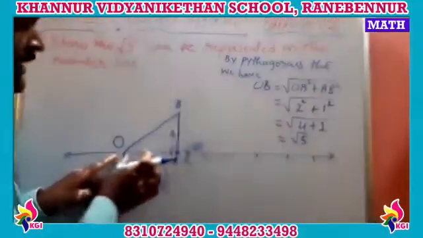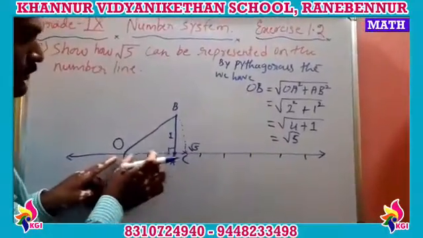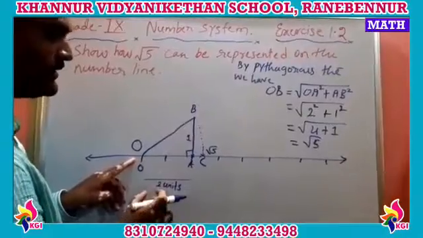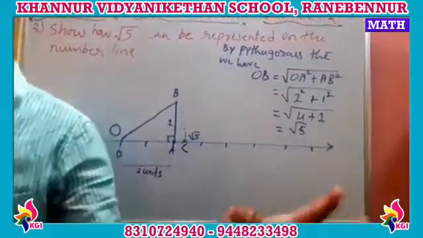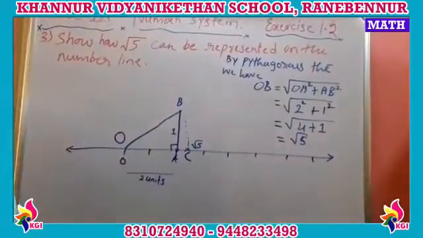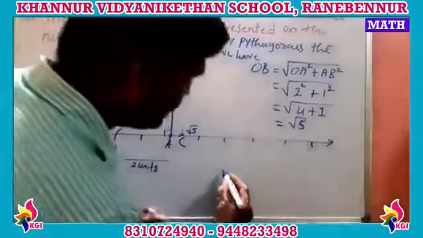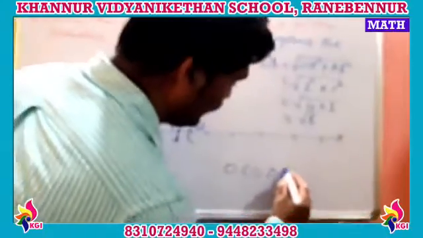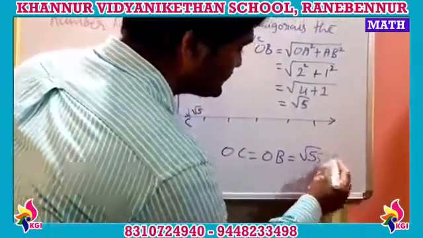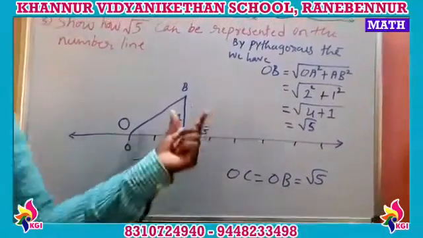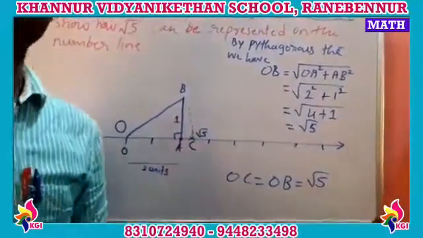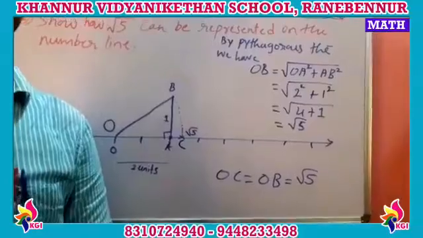A has only 2 units. That is 2 plus 2 is 4, right? So C is what is showing the square root of 5. That is the reason we now have to write at the bottom OC is equal to OB is equal to the square root of 5. Okay, children, so here the point C is representing the square root of 5. Understood?